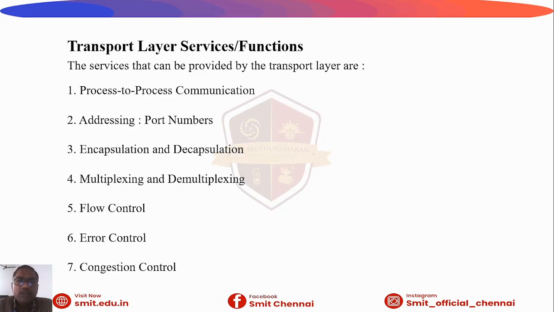Next we will see about transport layer services and functions. The various services provided by this transport layer are: number one, process to process communication; number two, addressing; number three, encapsulation and decapsulation; number four, multiplexing and demultiplexing; number five, flow control; number six, error control; and number seven, congestion control. Now we will see in detail about these services one by one.